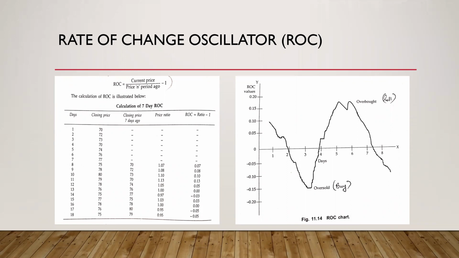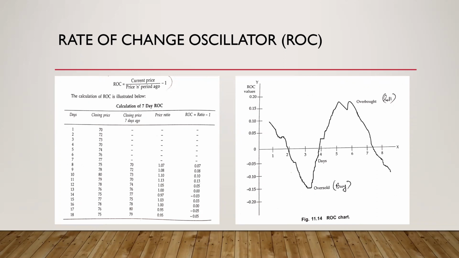So here on the 8th day, the current price is 75 divided by the price 7 days ago, which is the price on the first day, that is 70. So 75 divided by 70 will give you 1.07. Minus 1 will give you 0.07.